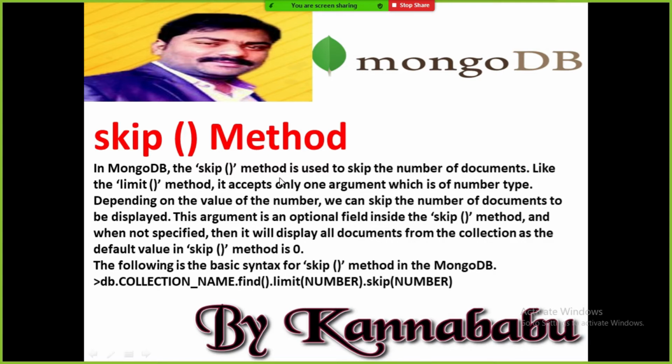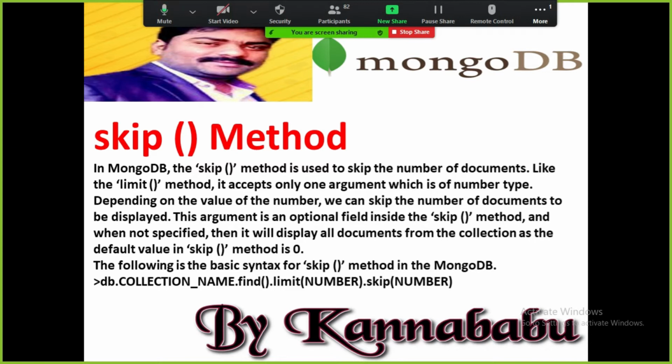In MongoDB, the skip method is used to skip a number of documents. Like the limit method, it accepts only one argument, which is of number type. Depending on the value of the number, we can skip that number of documents to be displayed. Filtration actually, because multiple documents exist in the database, you cannot display all the documents on a single page. Is it clear? Because if you search any content on Google, it will display a maximum of only 10 records for a single page. If you want the next 10 records, it will display page numbers at the bottom: 2, 3, 4, and so on.